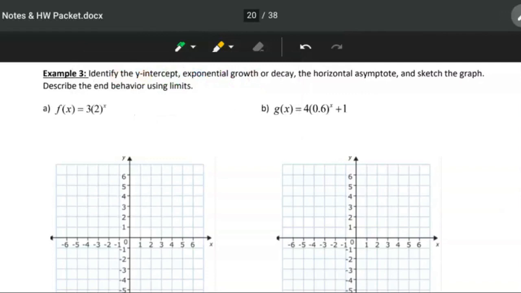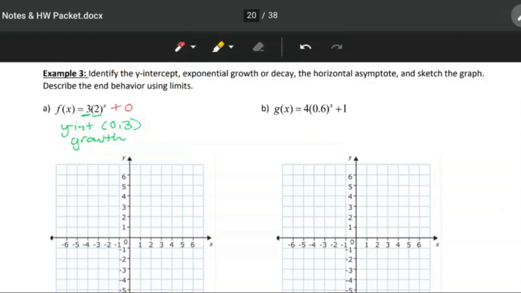So identify the y-intercept. Well, 3 is our y-intercept. So y-intercept is (0, 3). Right, they said exponential growth or decay. 2 is bigger than 1. So we're going to have growth. All right, the horizontal asymptote. Remember, that's the number added onto the end if there is no number.